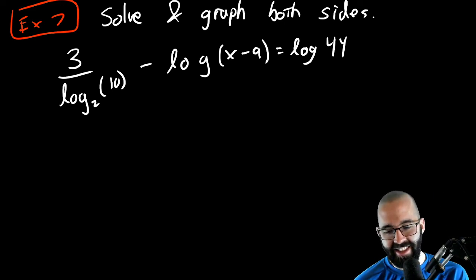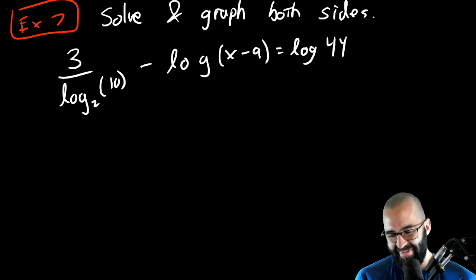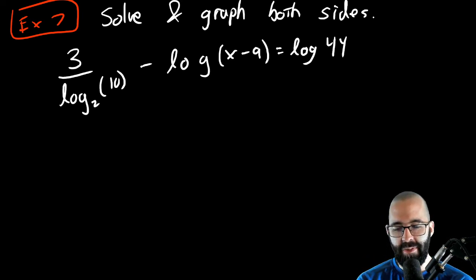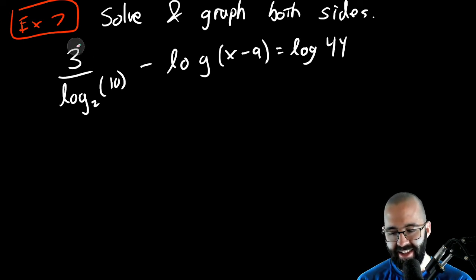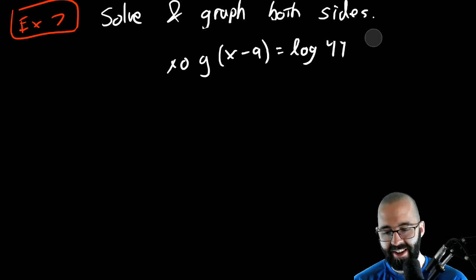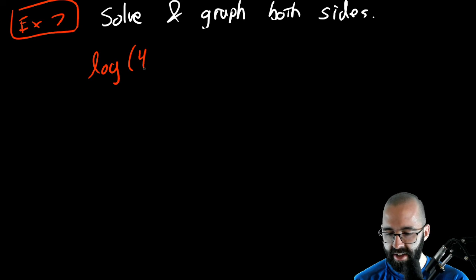Okay. So I could use the change of base formula to get everything in the same base here. But I think I just copied this problem down wrong. Let's do a different problem. Let's do the common log. Oh, we're back to red.